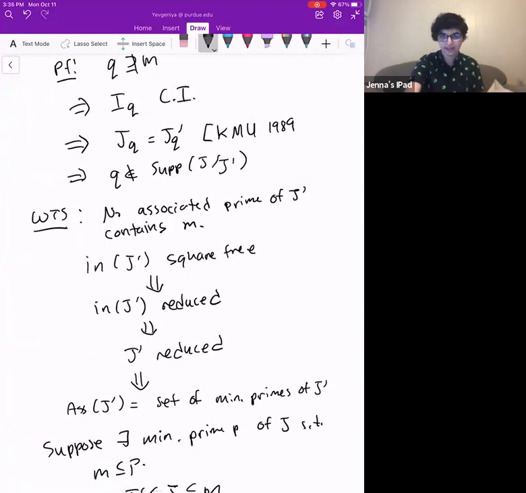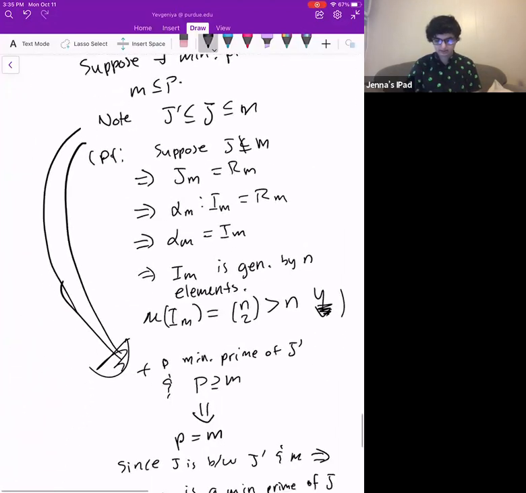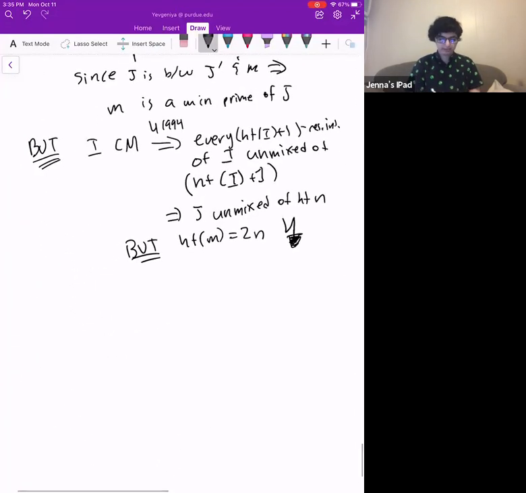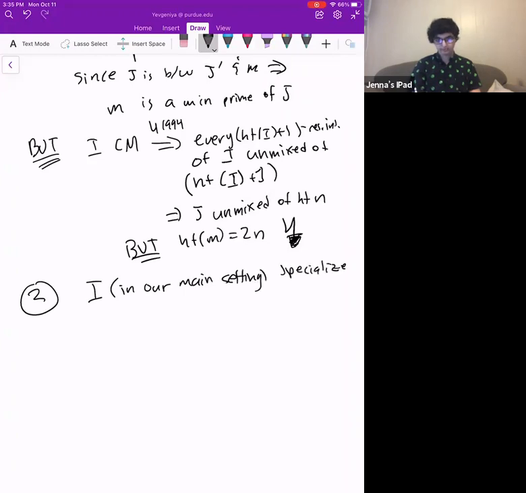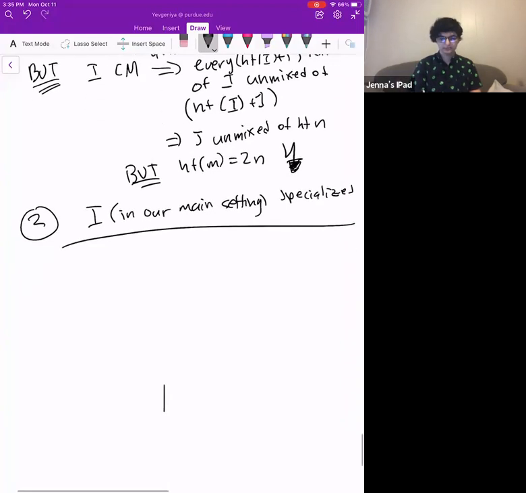So we proved this for a special case. Now we want to show that I in our main setting specializes. And for this, we actually show a more general theorem. And my apologies ahead of time, this theorem is going to take a bit of setup.